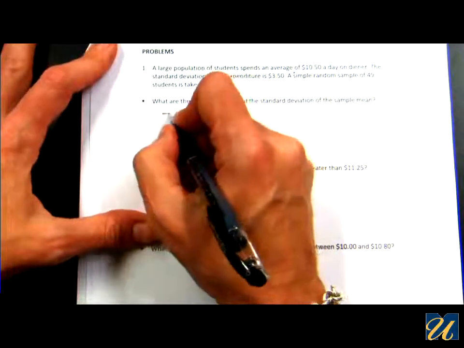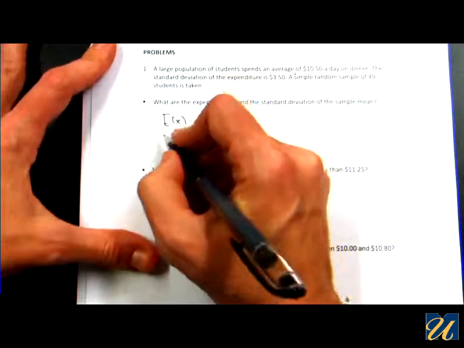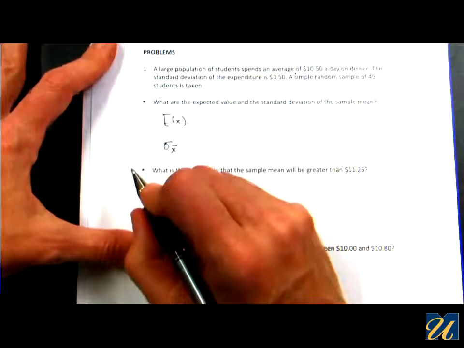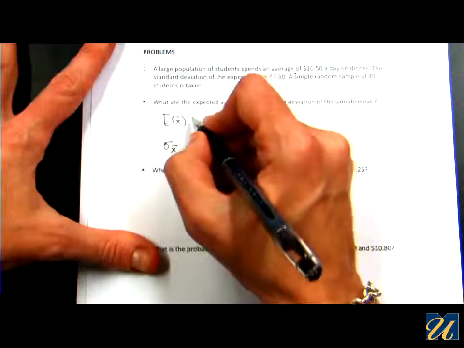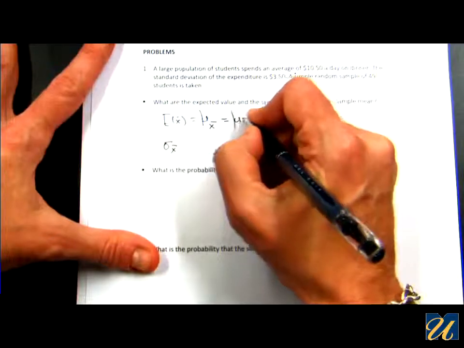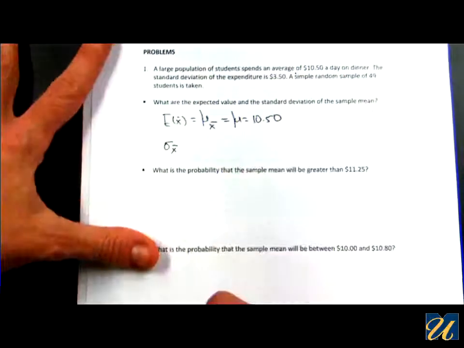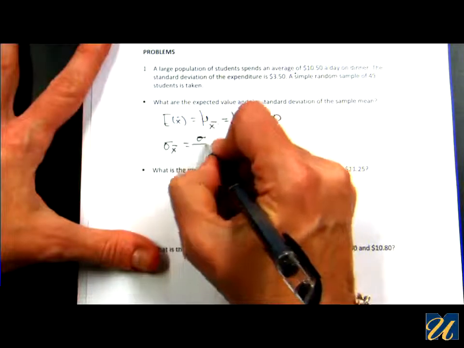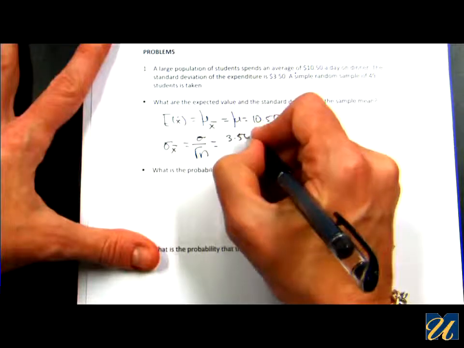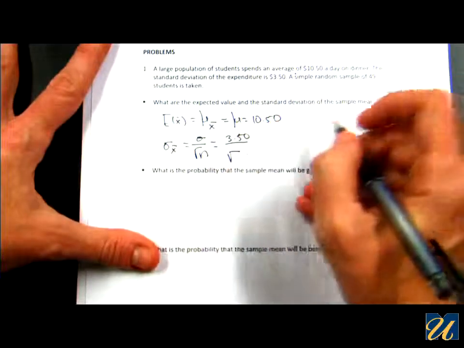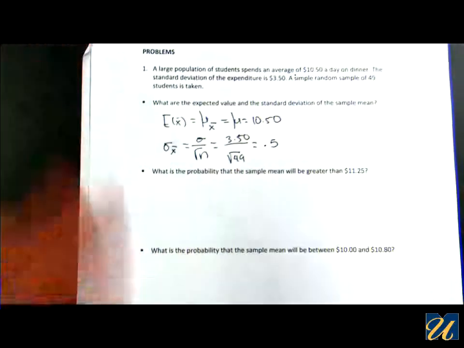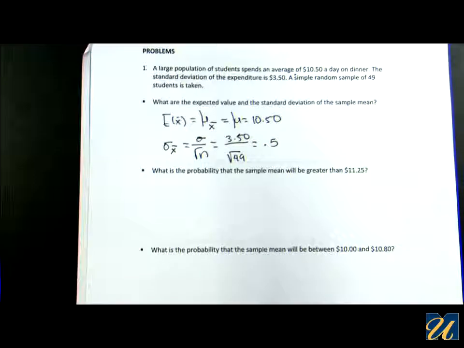So we have the expected value and also sigma x bar. We know that the expected value of the sample mean is equal to mu x bar, which is equal to mu, which is equal to 10.50. Sigma x bar is equal to sigma over square root of n. We know that sigma is 3.50 over square root of n, which is 49. So this will be equal to 0.5. So the standard error of the mean is 0.5.